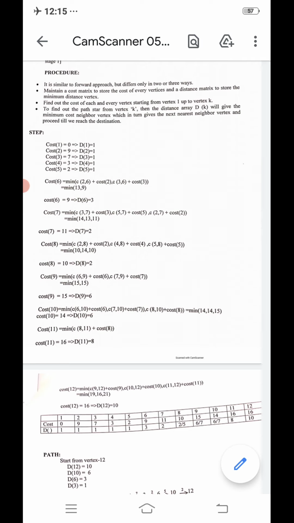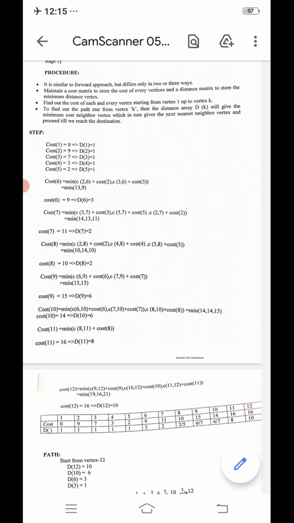Destination of 9 will be assigned to 6 by 7. Here, look at the diagram, the given box: destination of 9 is 6 by 7. Okay, cost of 6, cost of 7, we get the destination of 9; destination of 9 will be assigned to 6 by 7. Now we have to calculate cost of 10.